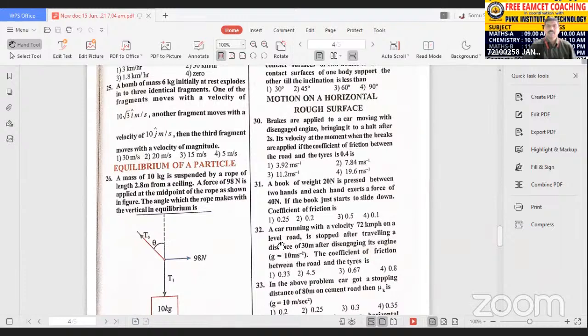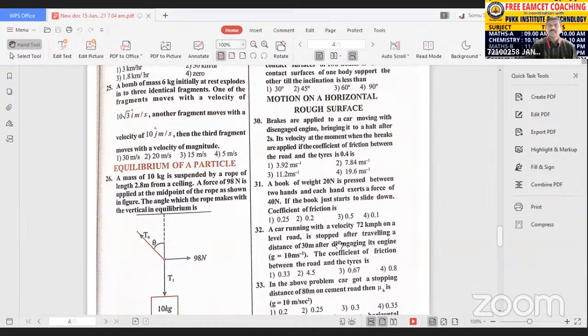Problem number 32. A car running with velocity 72 km/h on a level road is stopped after traveling a distance of 30 meters after disengaging its engine. g is equal to 10 meter per second square. The coefficient of friction between the road and tire is? So what is given? Velocity is given, but it is given in km/h. The distance is 30 meters. And g value is given.